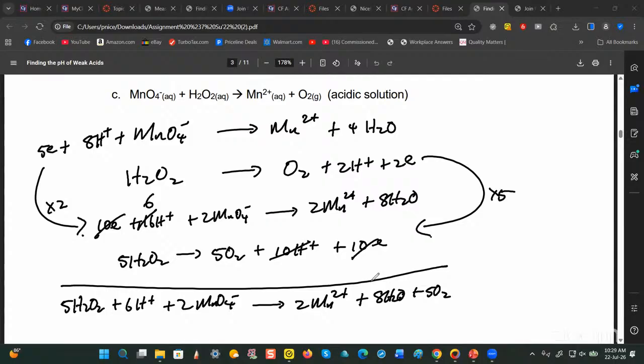Now, in some cases, you may end up with a metal deposited or a gas being used up, in which case you'd use the appropriate symbols. But when it comes to balancing redox equations, we're not too concerned about the states, whether it's a solid or liquid or gas. We're just focused on making sure that everything is balanced.